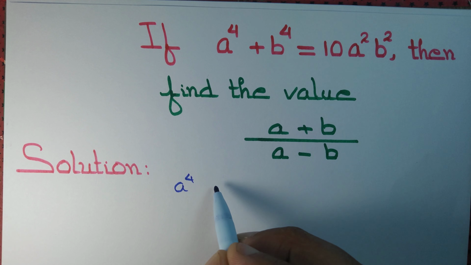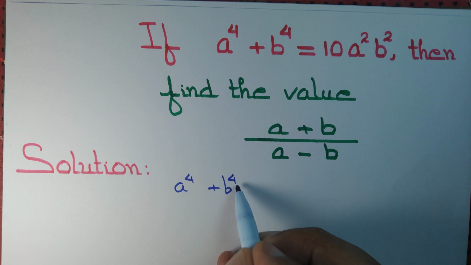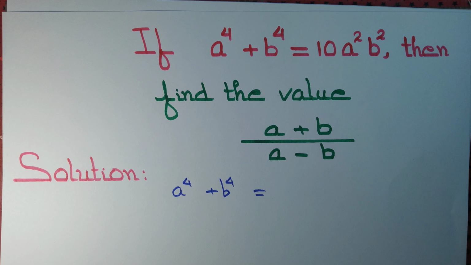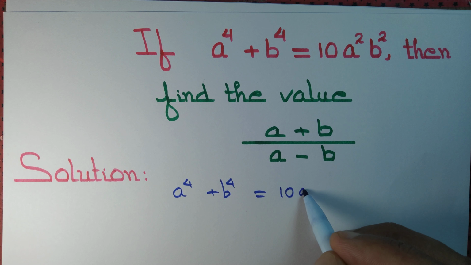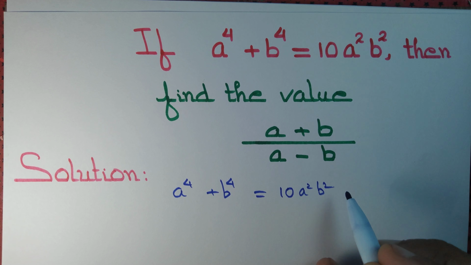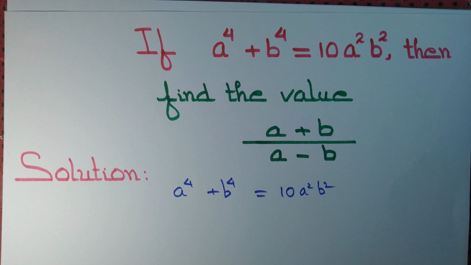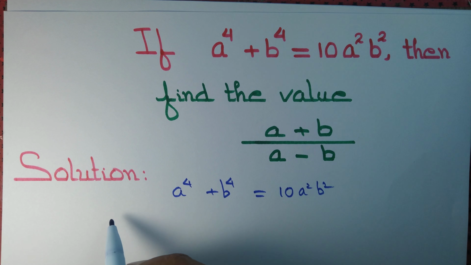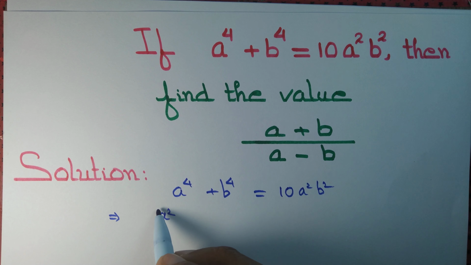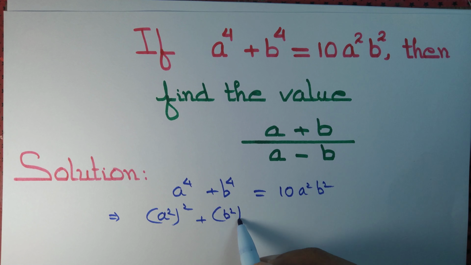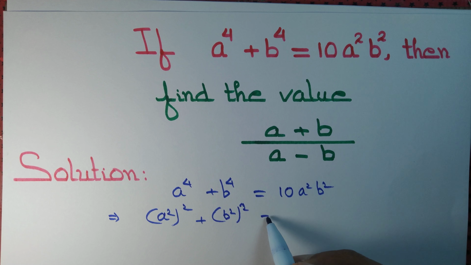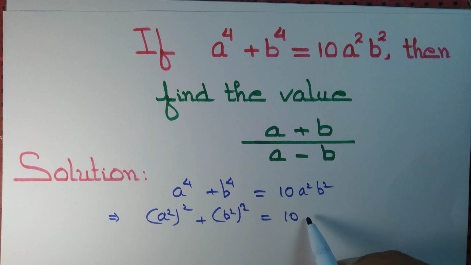a to the power 4 plus b to the power 4 equal to 10 times a square b square. So we got this identity. Now we can write the left hand side as (a square) whole thing square plus (b square) whole thing square equal to 10 times a square into b square.